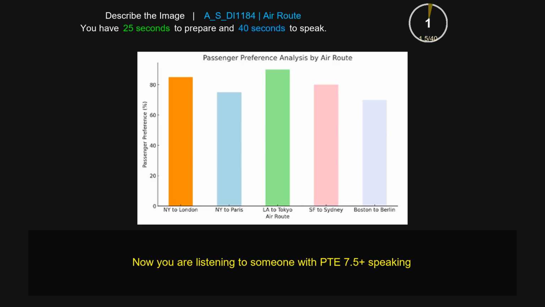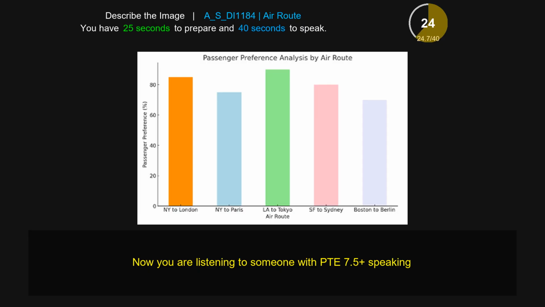The given bar graph gives information about the passenger preferences analysis by different air routes such as NY to London, NY to Paris, LA to Tokyo, SF to Sydney, and Boston to Berlin. According to the bar graph, the x-axis represents different air routes, whereas the y-axis represents the passenger preferences in terms of percentage, with the value ranging from 0 to 80%.